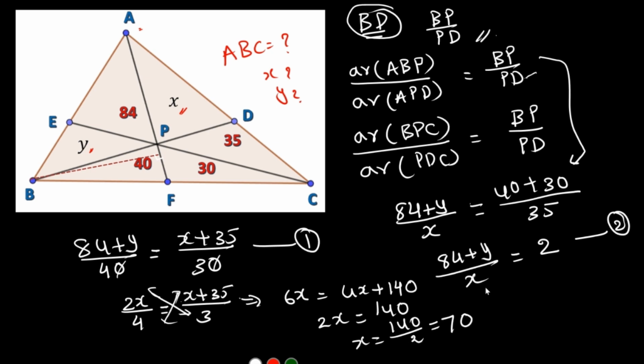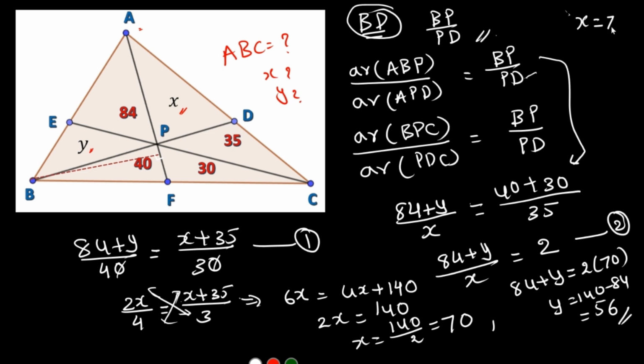Right? So now we have x here. We can find y by substituting in any of the equations. For example, I will substitute in this equation. So 84 plus y equals 2x, right? So 2 into 70. So y equals 140 minus 84, which becomes 56. So finally we found the x value as 70 and y as 56.